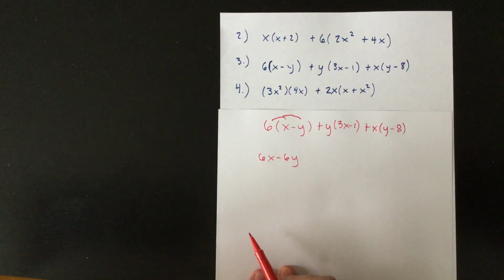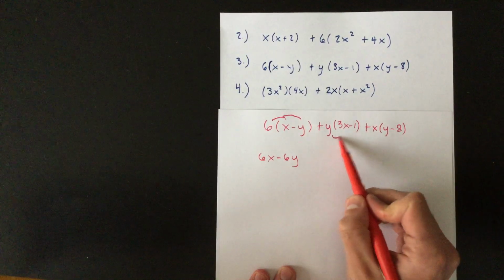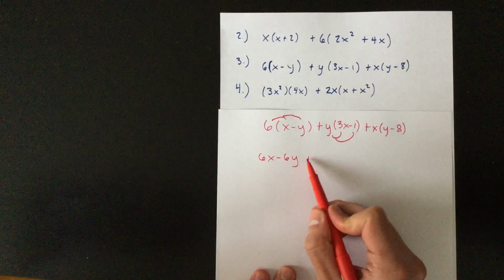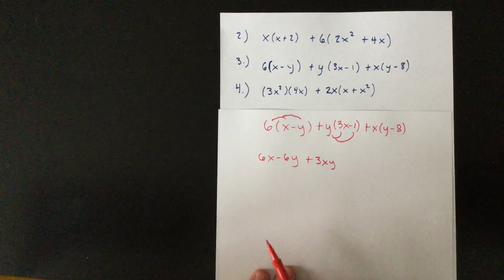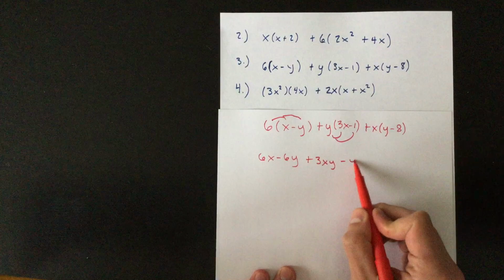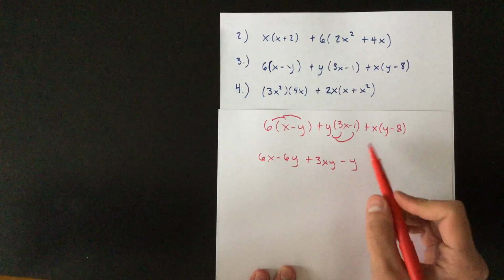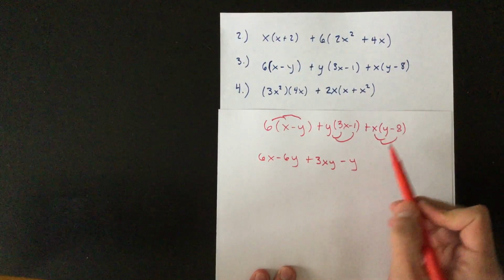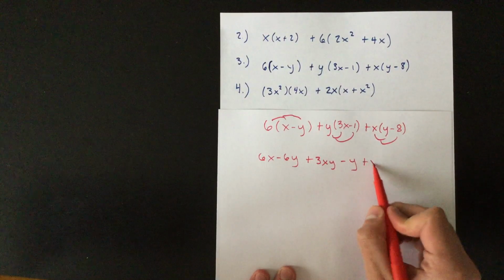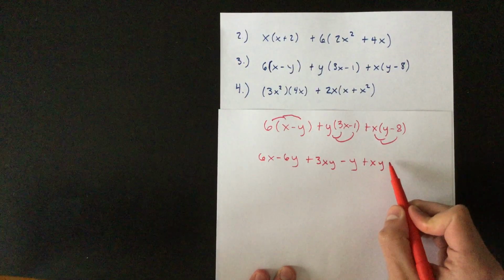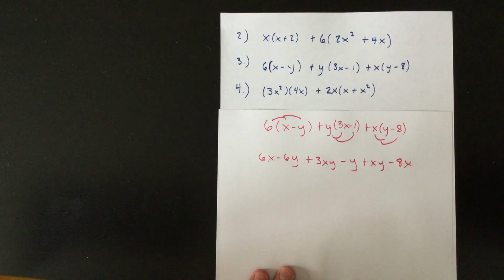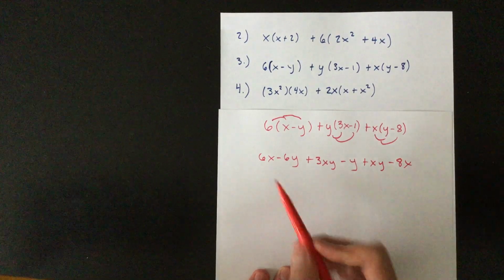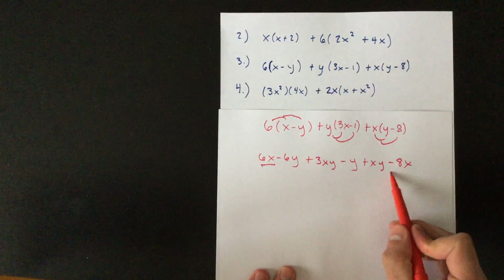Just multiplied the 6 through. Second spot will give me 3xy minus y. And then right here, I'll have plus xy minus 8x. There we go. And now at this point, I'm going to combine like terms. First pair I see are here and here.